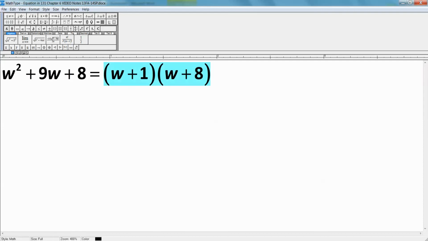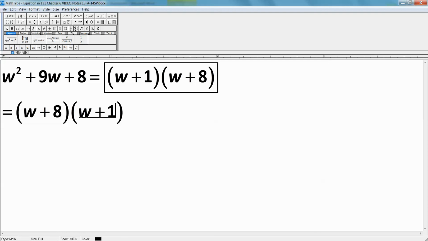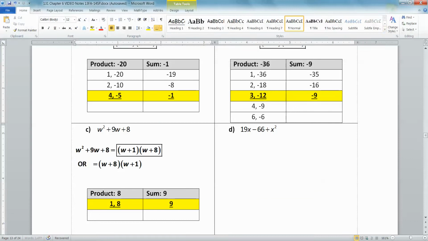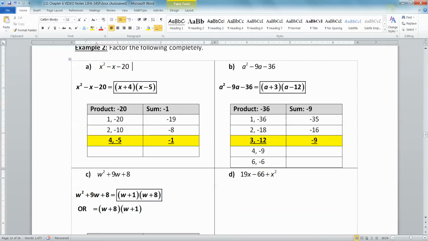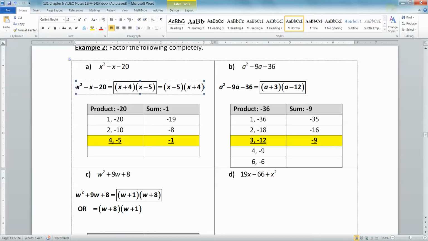In case you're wondering, it doesn't actually matter which order I put those two in. I could also say w plus 8 times w plus 1. That's just as valid, okay? It doesn't really matter which direction you go in, and that's true of all of these. I've just written one of them down, but there's always another combo, which is the same numbers, but switched. So instead of x plus 4, x minus 5, you could say x minus 5, x plus 4. And it's fine. It doesn't make any difference, all right?